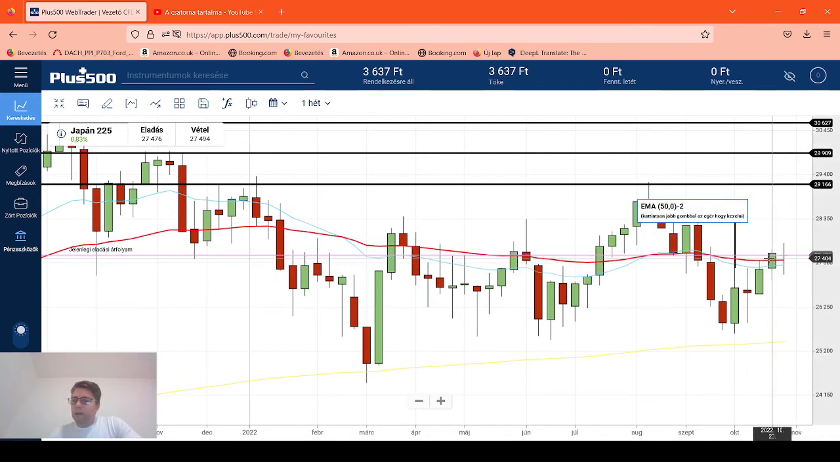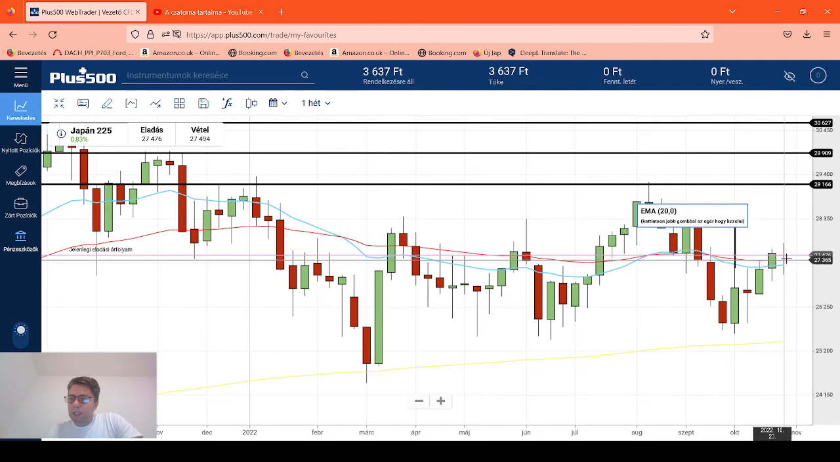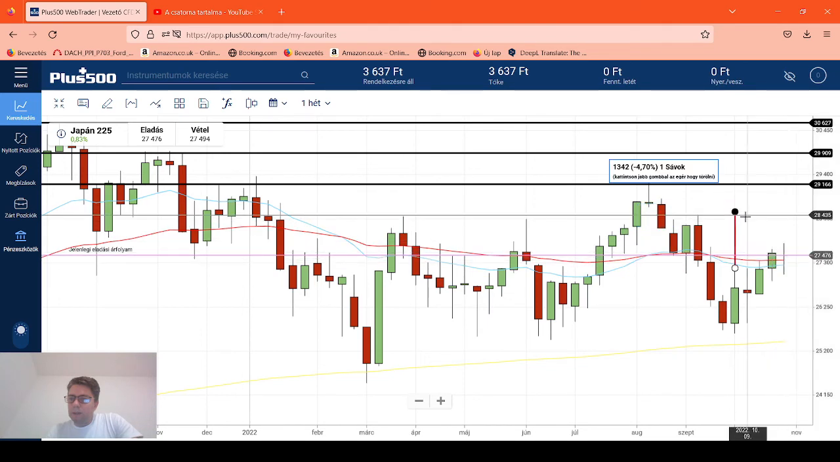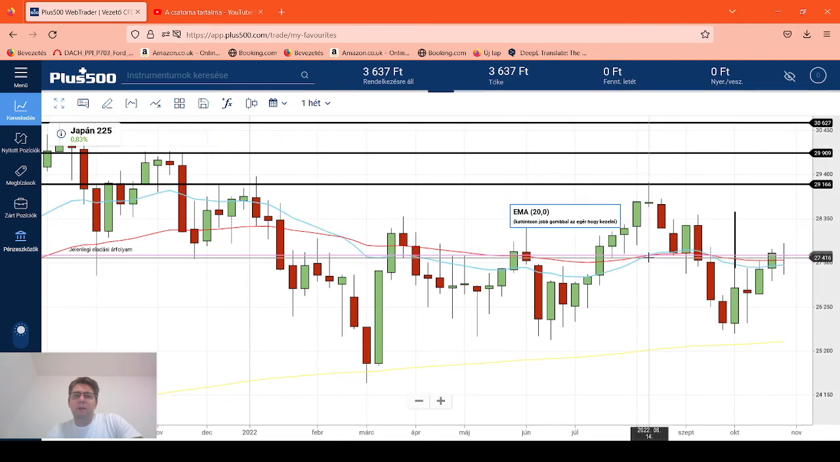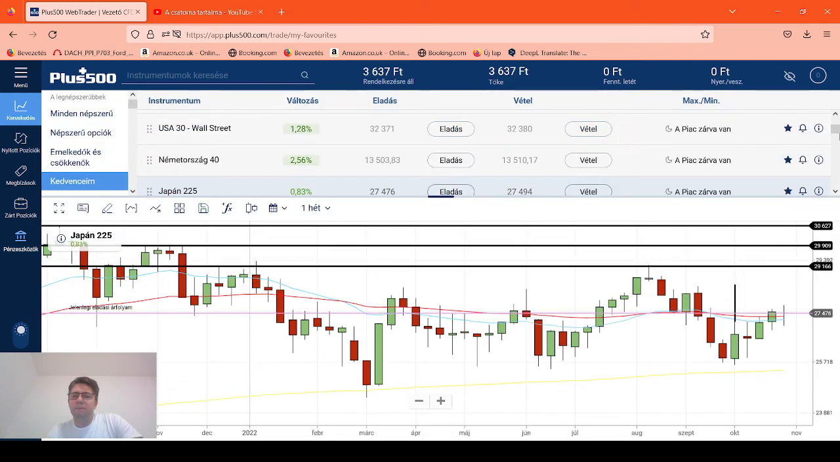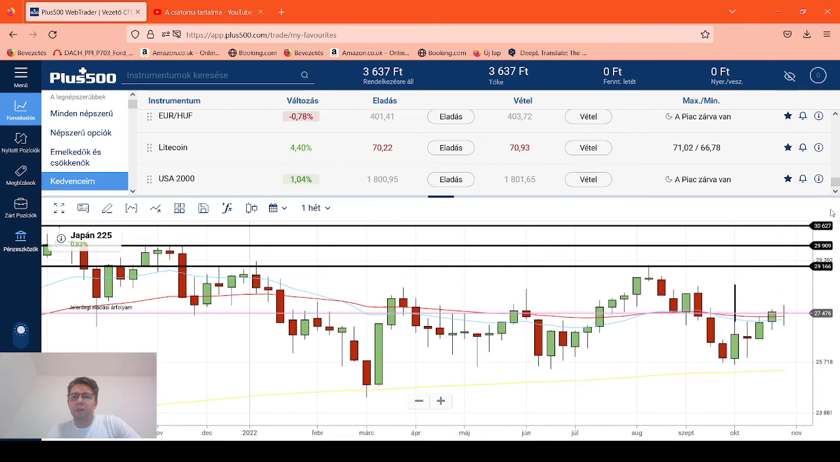We are above the 20 and 50 EMA right now, and so we could get to 28,200, even 28,448, but then 29,174 would be targeted. Let's have a quick look at Russell.